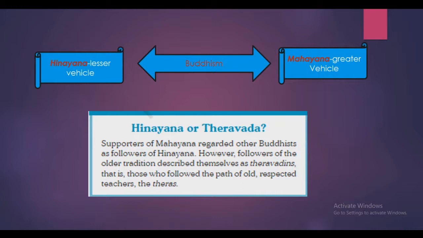Hinayana is also called Theravada. I have taken these small images from your textbook. It is saying that the followers of the older traditions describe themselves as Theravada. And the Hinayana, they were also called Theravada, and the two are Hinayana and Mahayana.